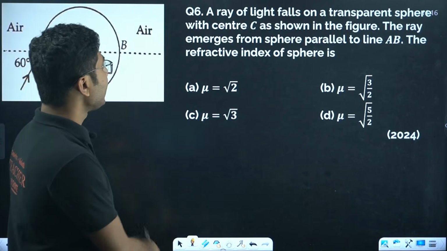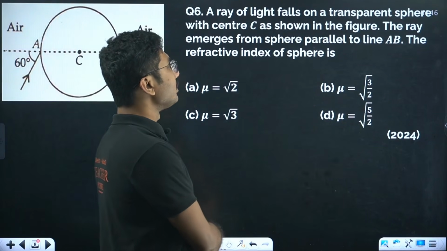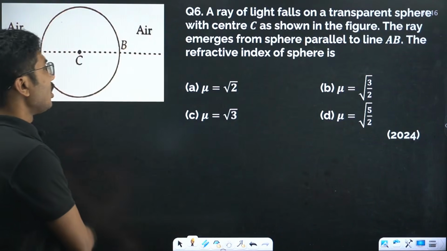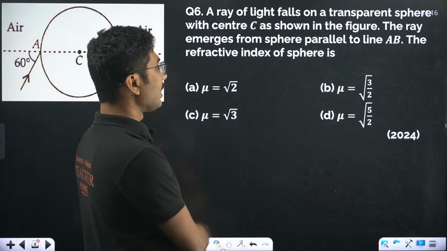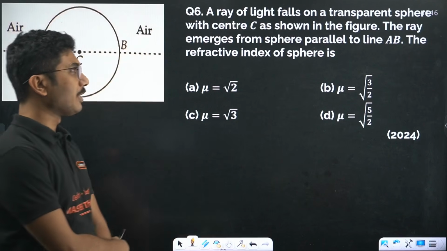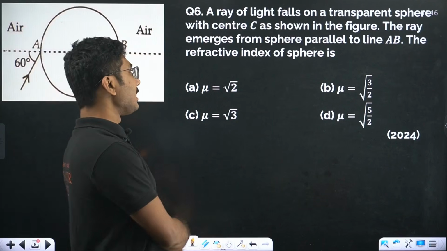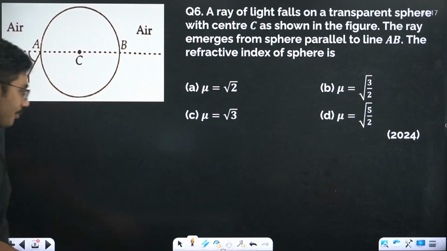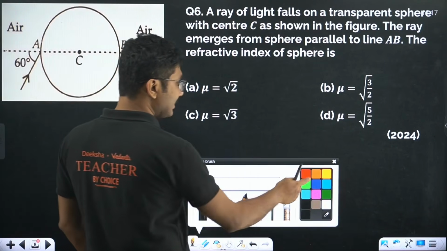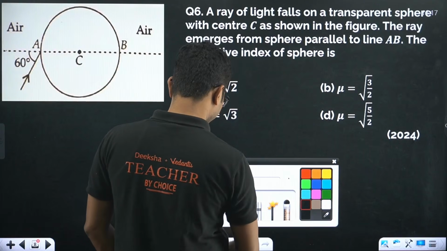Now next question, a ray of light falls on a transparent sphere with center C as shown in the figure. The ray emerges from the sphere parallel to the line AB. The refractive index of the sphere is. So again, as I mentioned, COMEDK questions are not always easy. So we can see here.